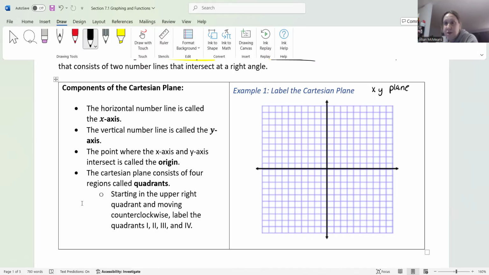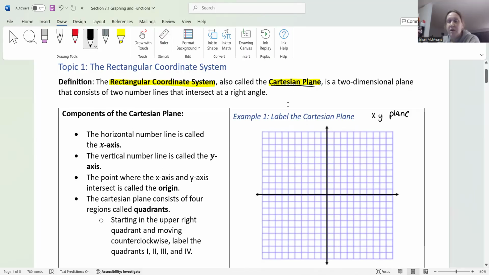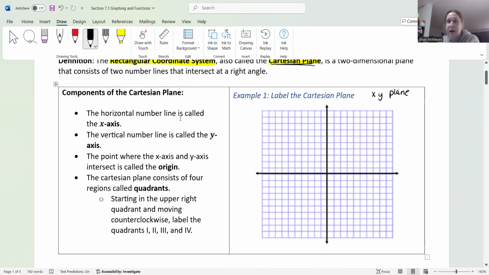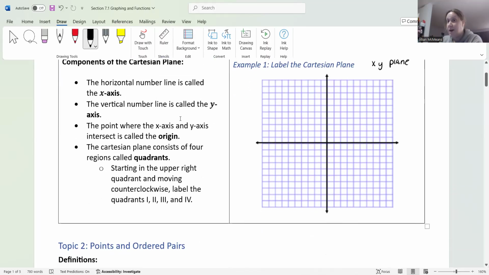Okay, so components of the Cartesian plane. By definition, the Cartesian plane is a two-dimensional plane that consists of two number lines that intersect at a right angle. Those two number lines are the x-axis and the y-axis, okay? The horizontal number line is called the x-axis, and the vertical number line is called the y-axis. This is something that you must learn, understand, know, and memorize, okay? So this is the x-axis. This is the y-axis, and they intersect, forming right angles.